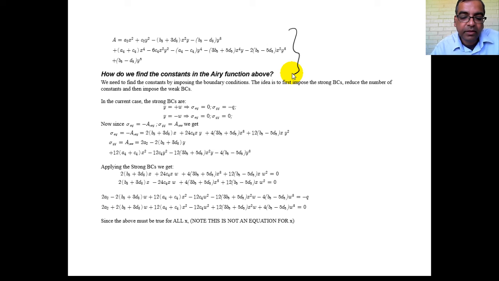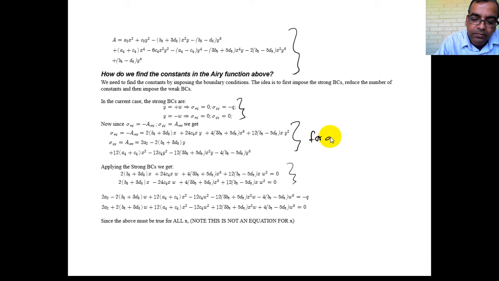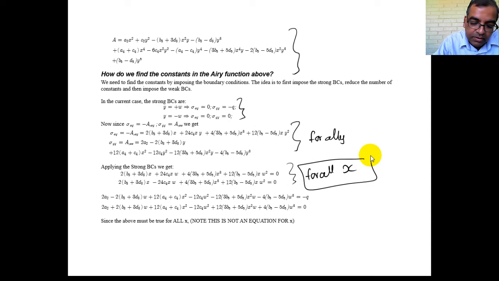Then apply the strong boundary conditions at the top. So I am doing that. Strong boundary conditions at the top, and this has to be true for all x. That means each of the coefficients of x must be 0. So you look at that, that will give you two conditions. And it's not an equation for x.